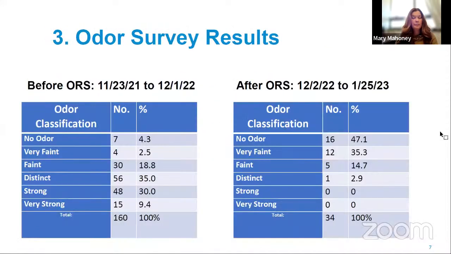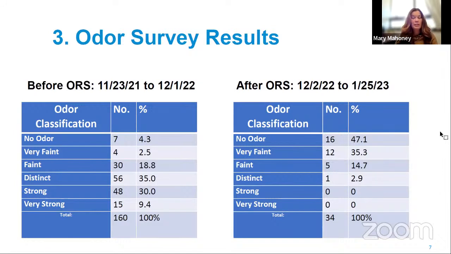The district has continued to review the odor intensity classifications for 2 areas along Newton Avenue in front of and across the street from the South Plant. These are the areas where the most intense odors have been consistently found. In order to evaluate the effectiveness of the ORS for abating nuisance odors, we compared the odor classifications in these 2 areas before the ORS began operating and after the ORS began operating.